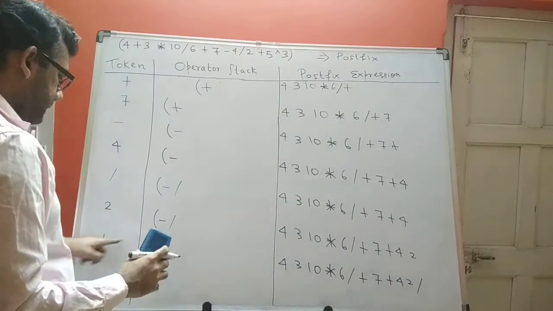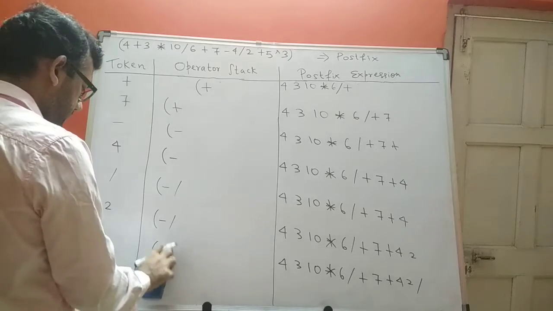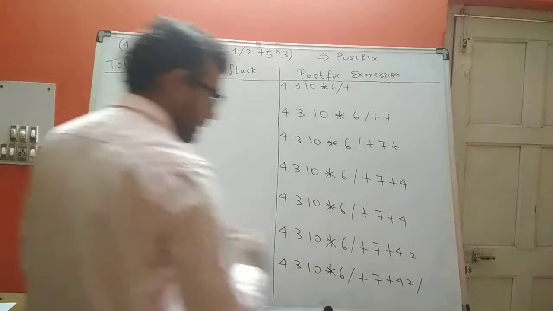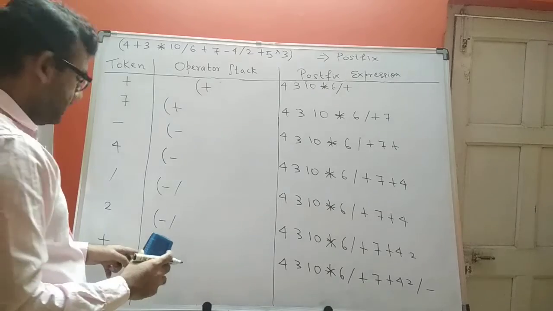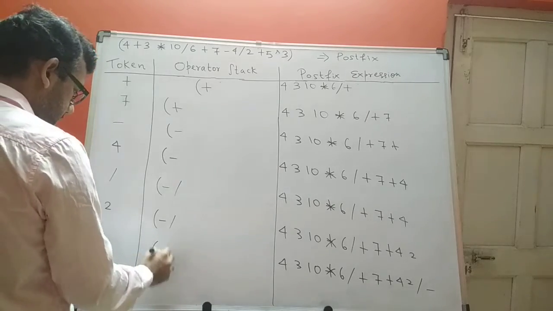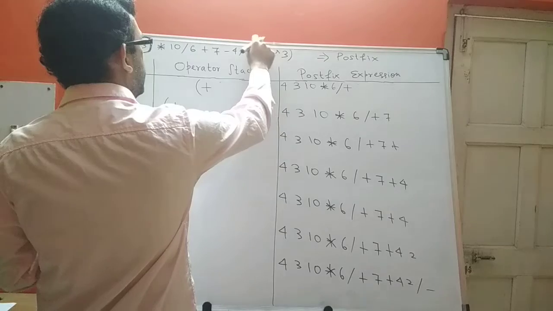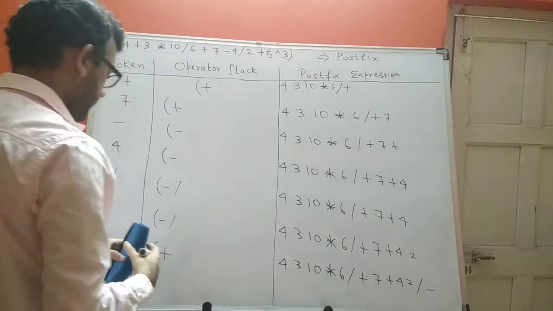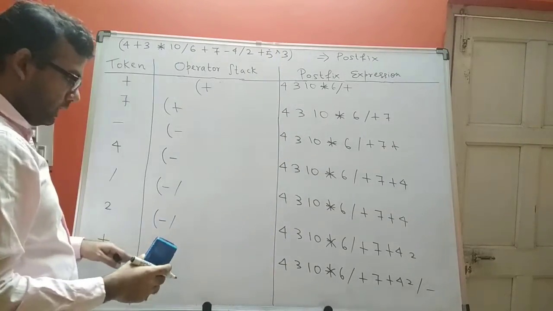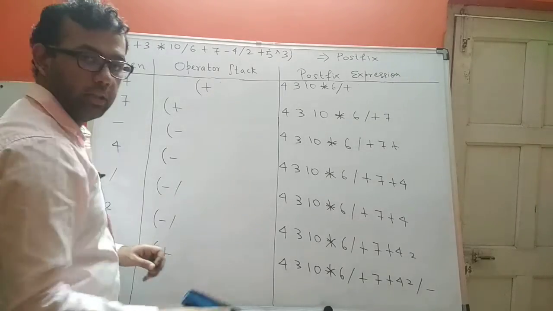Now again, plus and minus have the same precedence, so plus cannot be on top of minus. So I need to pop minus and add it to my postfix expression. Now plus has greater precedence than opening parentheses, so I'll push it onto the stack. After this plus, my next token is 5. What I'll do is keep on erasing from here onwards and I'll show you the results.